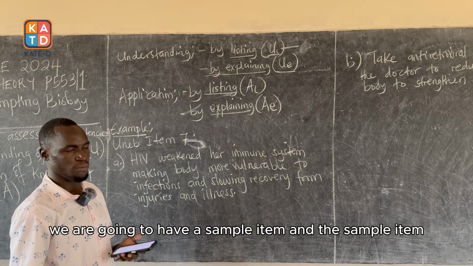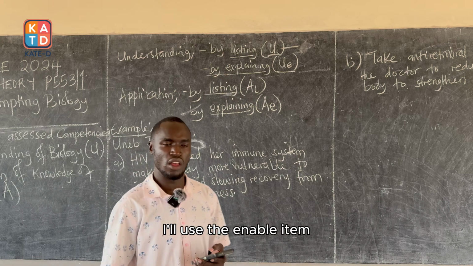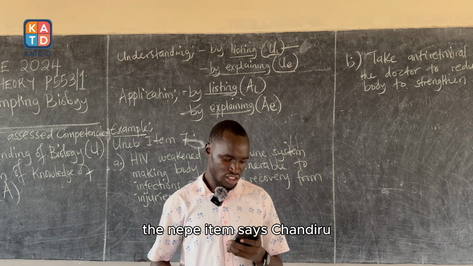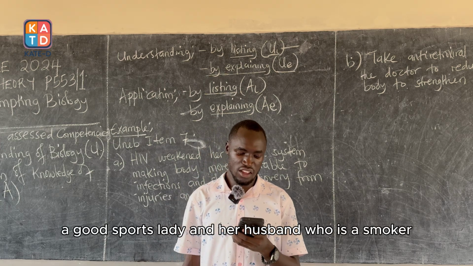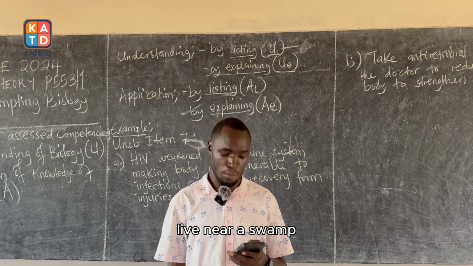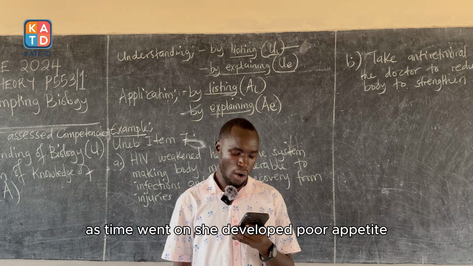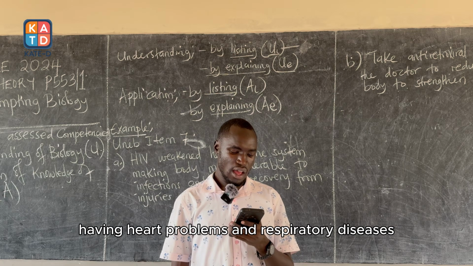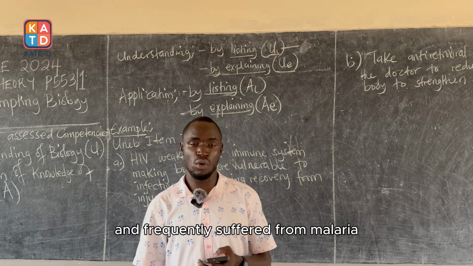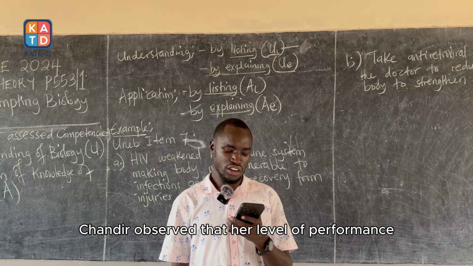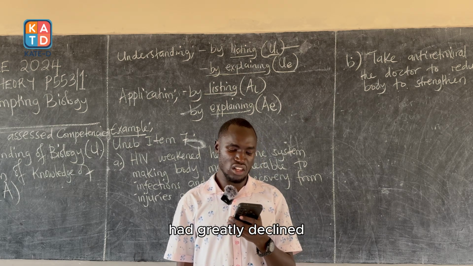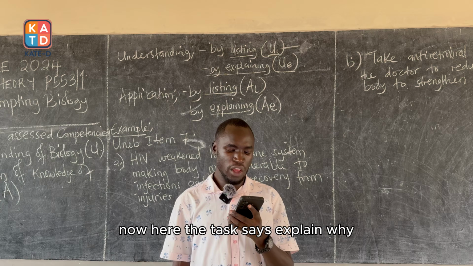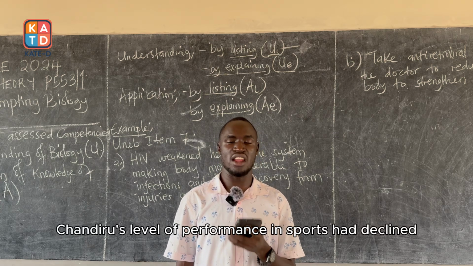We are going to have a sample item, and I'll use UNEB item 7. The UNEB item says: Chandiru, a good sports lady, and her husband, who is a smoker, live near a swamp. As time went on, she developed poor appetite and was found to be HIV positive, having heart problems and respiratory diseases, and frequently suffers from malaria. Chandiru observed that her level of performance had greatly declined and she could not understand the cause. Now here the task says, explain why Chandiru's level of performance in sports had declined.